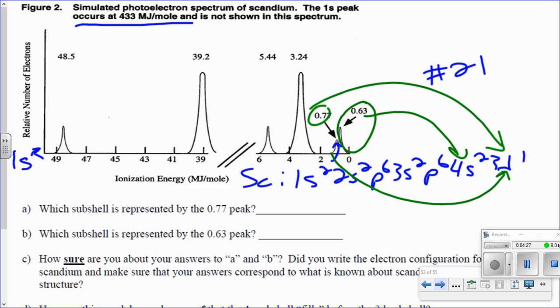Now the reason for this energy difference, slight as it is, is that we've already lost electrons and now there's more protons in the middle. In other words, Zeff has increased. The effective nuclear charge has increased the more you lose electrons. So which subshell is represented by the 0.63 peak? I think we already answered that question. How sure are your answers to A and B? Write down the electron configurations. We're pretty darn sure, so let's move on.